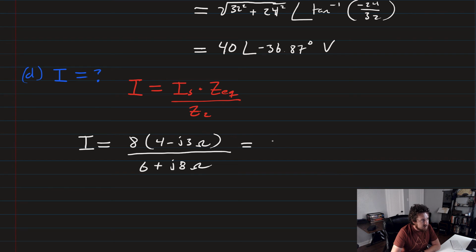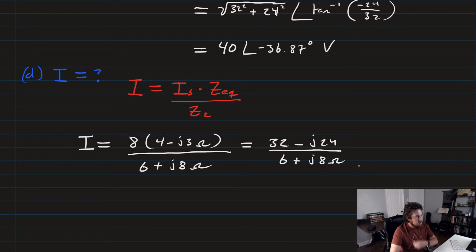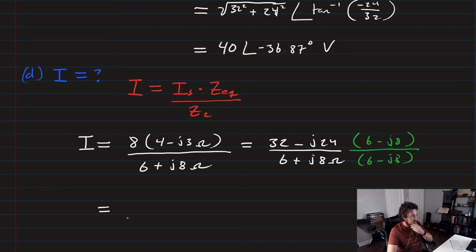Let's say that's going to give us what? 32. Hey, that's pretty familiar. 32 minus J24 over 6 plus J8 ohms. Now we just need to multiply by our complex conjugate there. So we're going to multiply by 6 minus J8 over 6 minus J8. And that'll give us some crazy stuff.